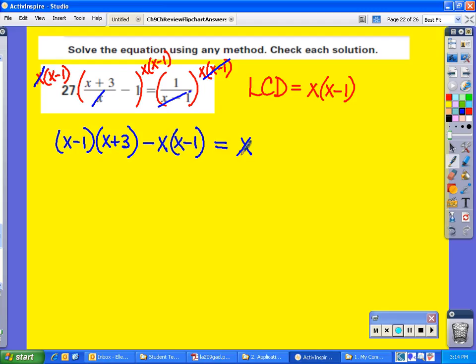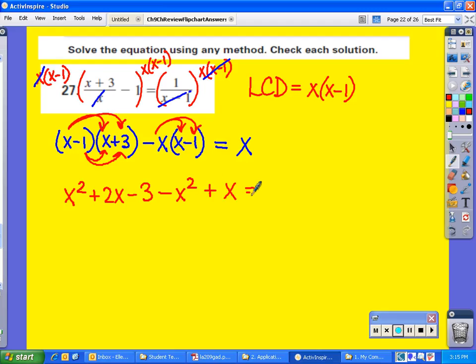Let's go ahead and distribute everything so that we can combine like terms. Remember, we can't do that until we get rid of all these parentheses. Here we'll get x squared plus 3x and minus 1x is plus 2x minus 3 minus x squared. And when we distribute that negative x times negative 1, remember you're going to get plus x equals x.